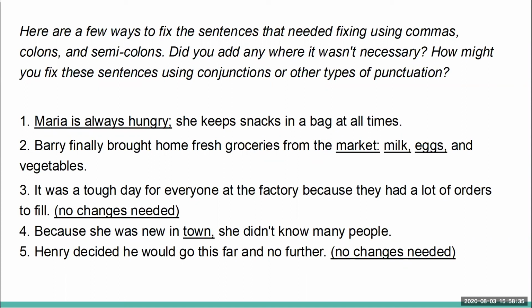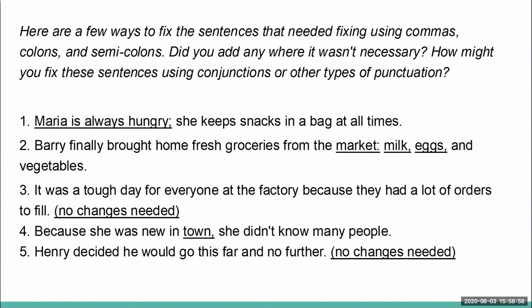However, if this sentence read, because they had a lot of orders to fill, it was a tough day for everyone at the factory, we would need a comma. And the reason for that is because any time you begin a sentence with a conjunction, there needs to be a comma separating out the first clause.